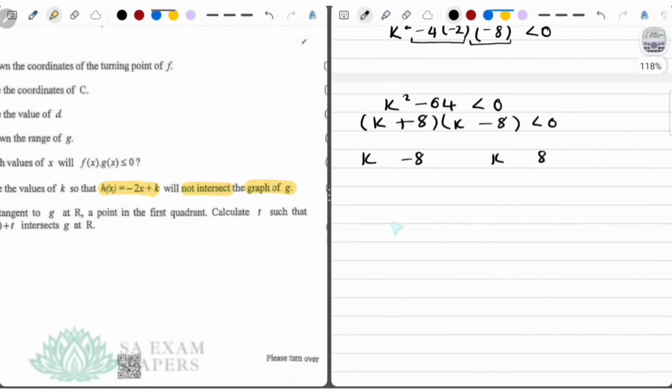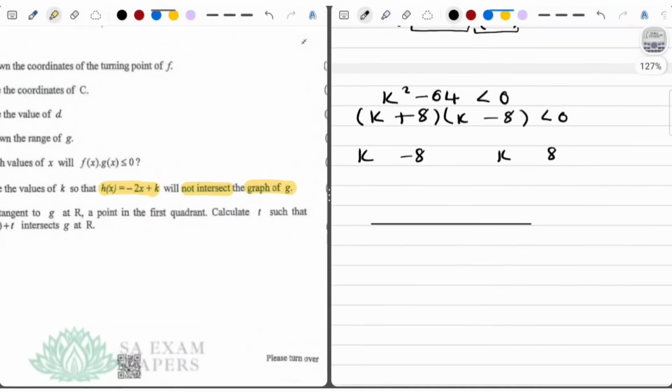Now here I'm just going to use the graph method. I know earlier in the video I used the table method. That was quicker, but I'm just going to use the graph method. So here I'm just going to look at the shape of my graph. k squared minus 64 is a parabola. It's a positive, or concave up, parabola. And I have my critical values of negative 8 and positive 8. And I'm looking for the places where the y value is less than 0. Again, you can look at my other papers. I do explain in more detail there.